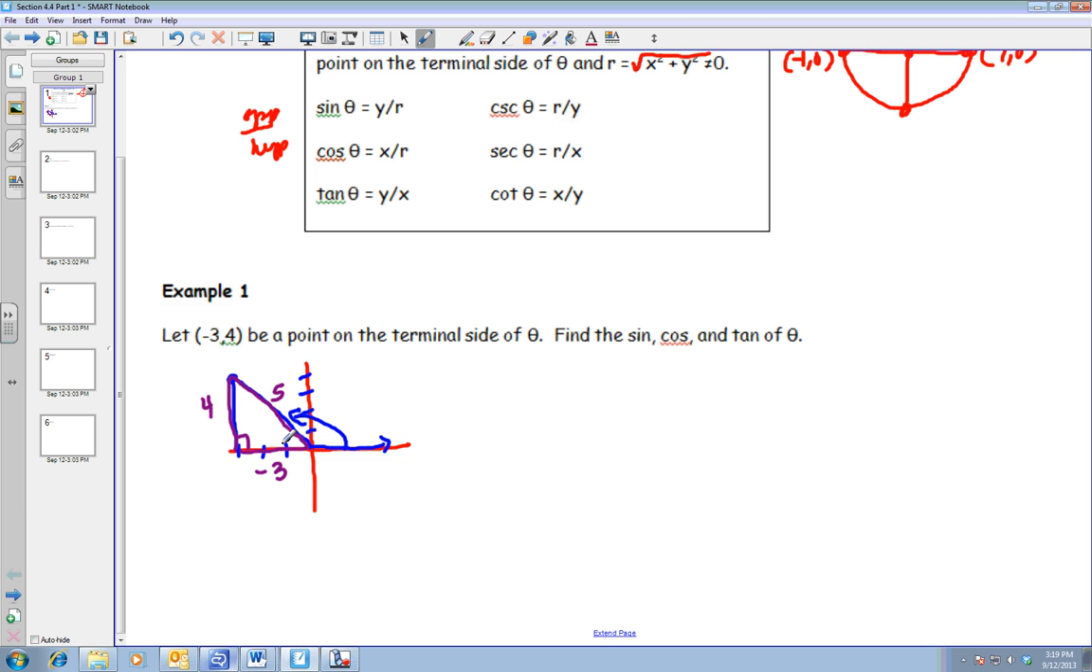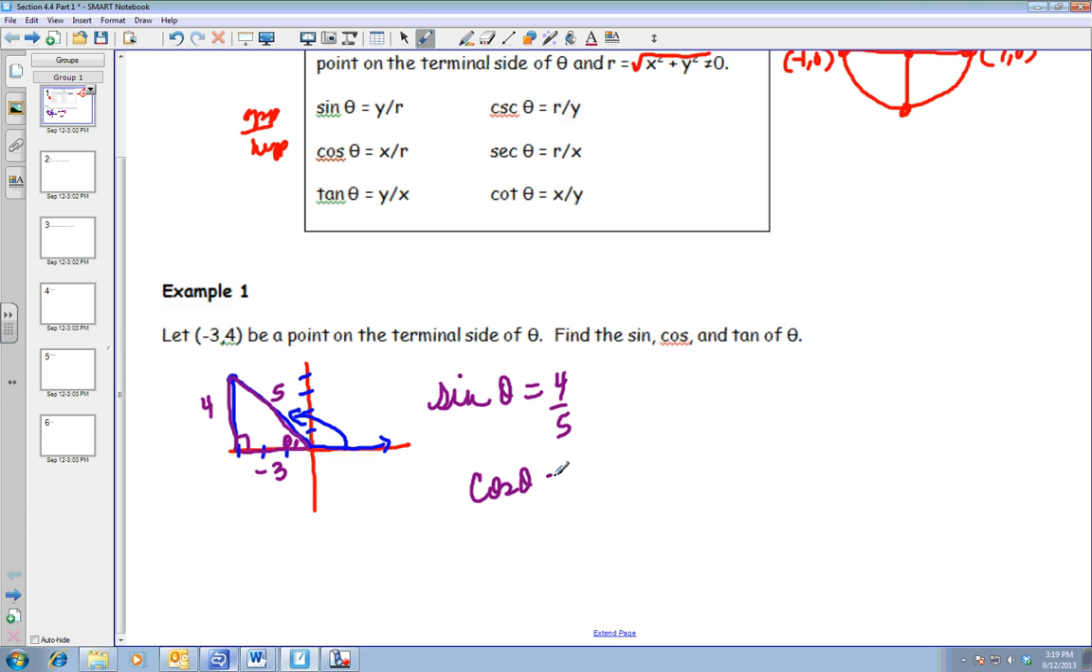Okay, now theta is this angle right here. All right, so theta will always be inside your triangle. So sine theta, we can think of it as opposite over hypotenuse, or now we can think of it as y value over my r value, and r will always be your hypotenuse. So sine theta is 4 over 5.